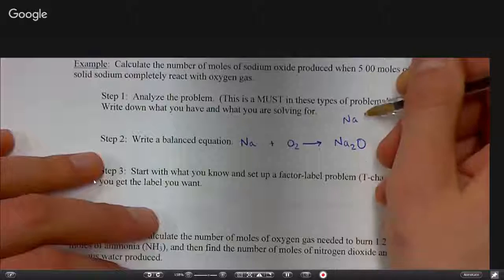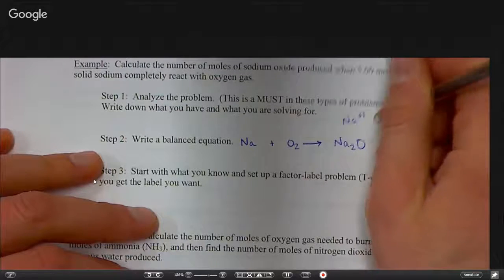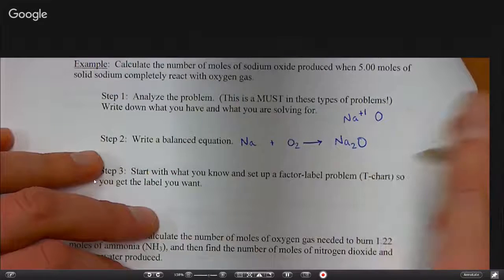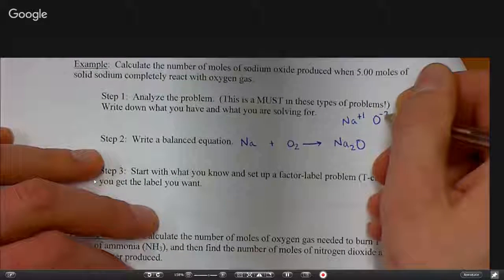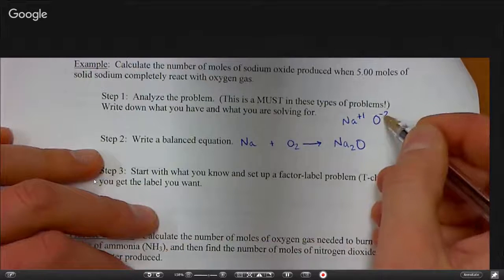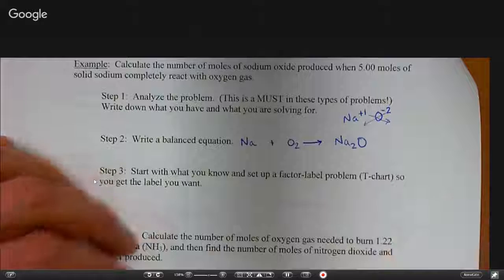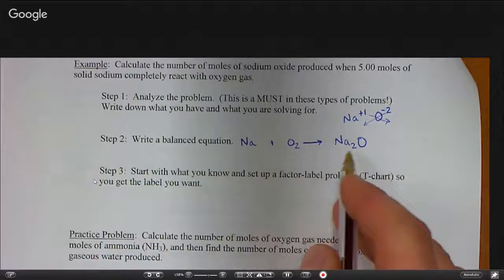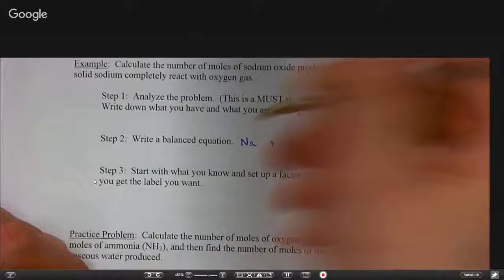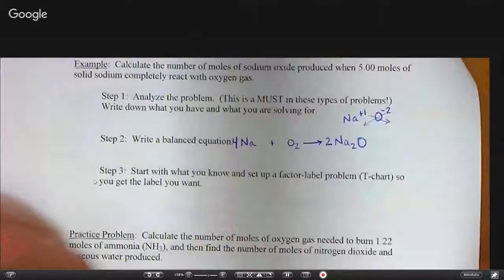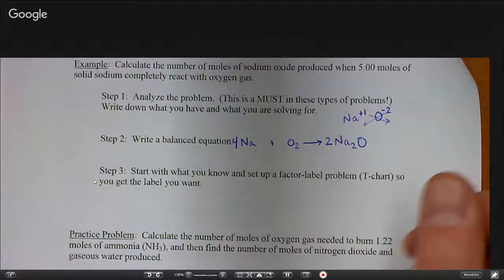Sodium is in group 1 of the periodic table, which means it'll have a +1 charge. Oxygen is in group 6, which means it needs 2 more electrons to obtain its octet. So it's a -2 charge. When we go back to Chem 1 and cross multiply, we get Na2O. So this is the equation. And when balanced, we found we needed 4 sodium, 1 O2, and 2 sodium oxides.